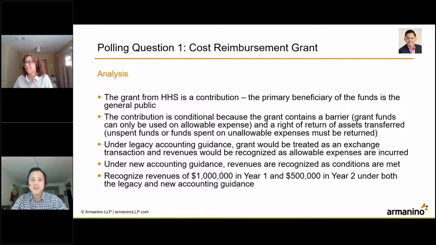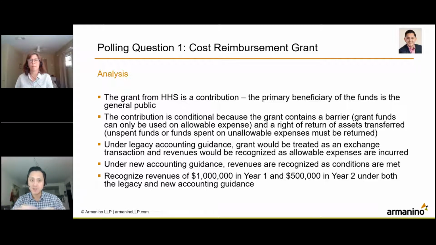All right, so the answer is true. This grant from HHS is a contribution. The primary beneficiary is the general public. And as Renee mentioned, the general public is not synonymous with the resource provider. So the grant is a contribution, and furthermore, it's a conditional contribution. We haven't gone over what a conditional contribution is yet, and Renee will do that in just one moment.